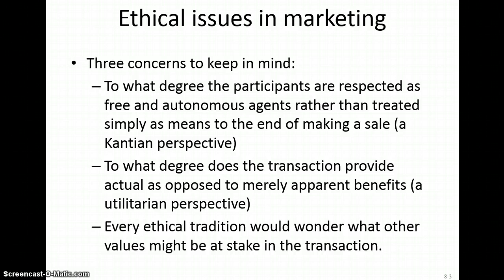We might also ask, are there any externalities that we should consider? So although the buyer and supplier might be happy, are there any third parties that might be disadvantaged and receive negative consequences from the exchange? We might also ask, what sort of values are we promoting? If you remember back to virtue-based ethics, we might say, in our marketing approach, are we supporting values that are consistent with things that are important to us?